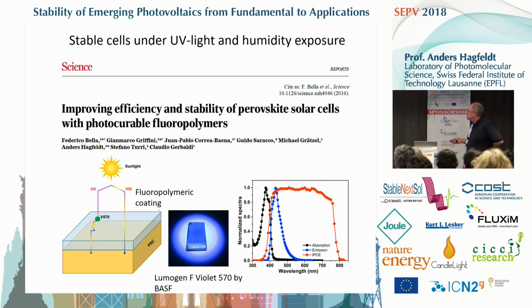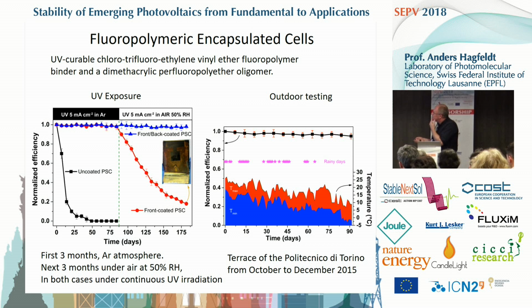Continuing, Federico Bella from Torino came and said let me try to also encapsulate the cells, because we used our cells with nitrogen flow. So he came with a polymer to encapsulate, and he also made a nice thing here to put UV fluorescent molecules on the top. So the UV light is converted to visible light, and that means that we boost our current by about 1 milliamp per square centimeter, and also stabilize towards UV light. The data is here. It's a little bit messy maybe. Here you have UV light, no humidity.